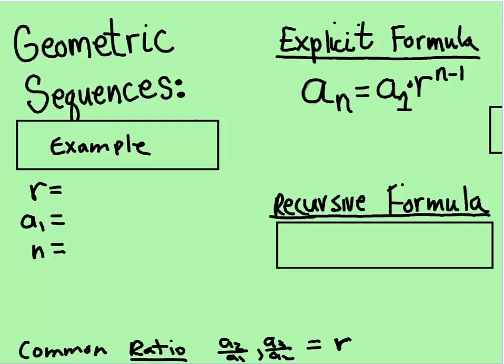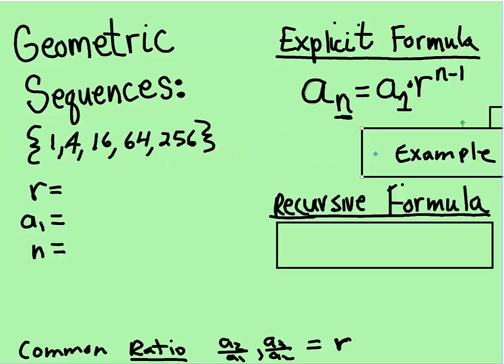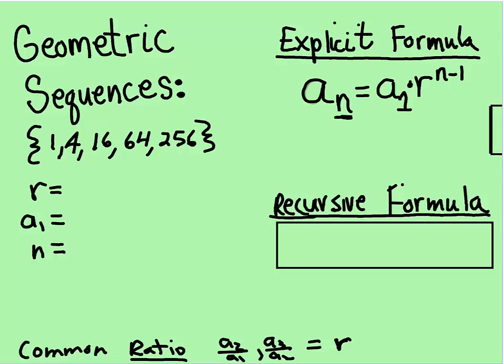All right, so once you do that, whatever term in the sequence you're looking for, all you need to know is the first term in the sequence, the common ratio, and the total number of terms that you're looking for. So let's do an example right here. So here we have 1, 4, 16, 64, 256.